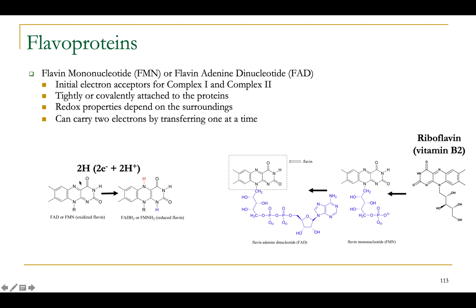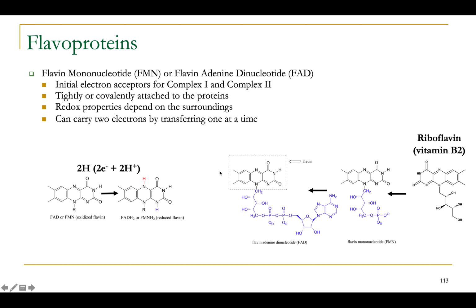Importantly, the flavoproteins, because of the properties of the flavin group, can carry either 2 electrons and 2 protons, corresponding to fully oxidized and fully reduced state of flavin, or 1 electron and 1 proton, corresponding to semiquinone state, which we will discuss on an example of ubiquinone later.